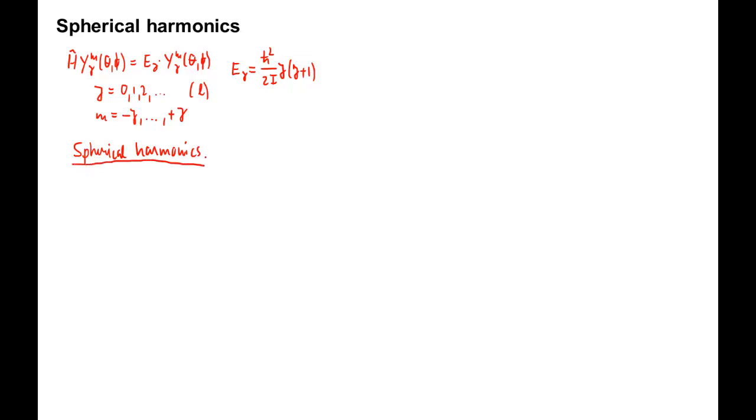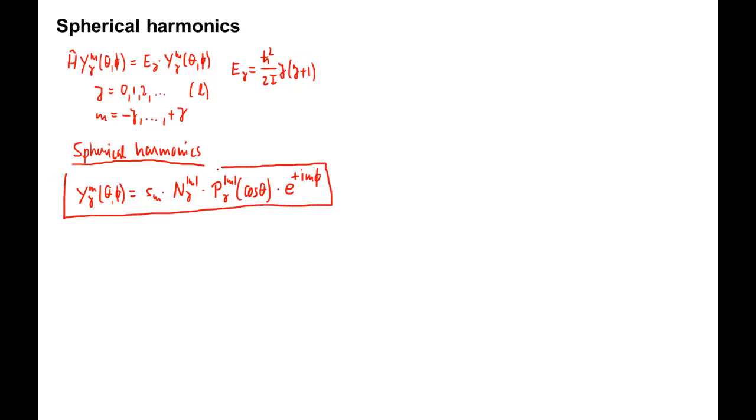They are defined over the surface of the sphere, and you can look at them as waves on the sphere. Their general form is the following: Y_jm of theta and phi equals epsilon_m times N_j|m| times P_j|m| of cosine theta times e to the positive i m phi. The expression consists of four factors.